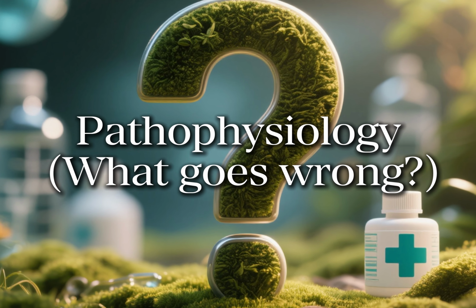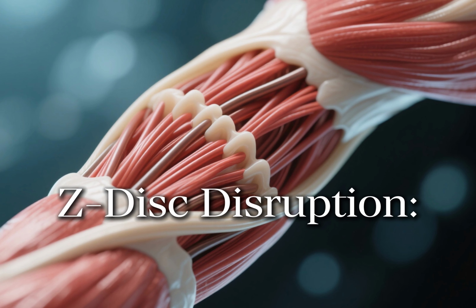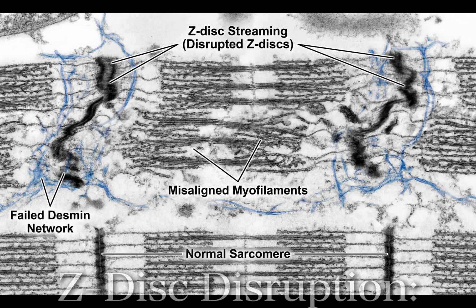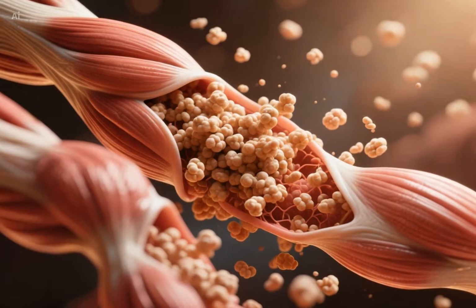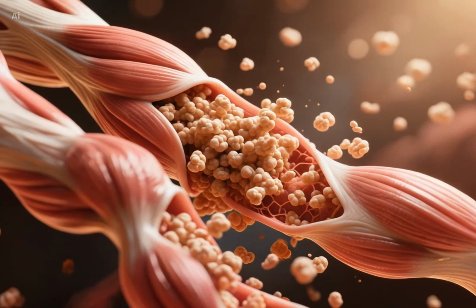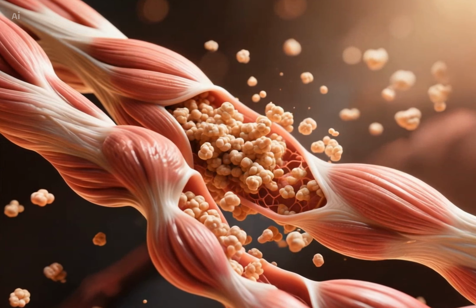Pathophysiology: what goes wrong? Toxic aggregates. The mutated desmin protein often fails to form proper filaments. Instead, it misfolds and clumps together, forming intracellular protein aggregates inside the muscle cells. Z-disc disruption: because desmin is not supporting the Z-discs properly, the sarcomeres become misaligned, often called Z-disc streaming. The result is that muscle cells lose their structural integrity. They weaken and eventually die due to the toxic buildup of protein garbage.